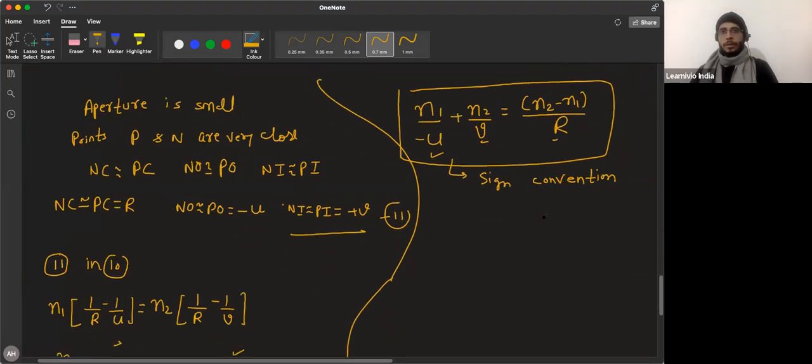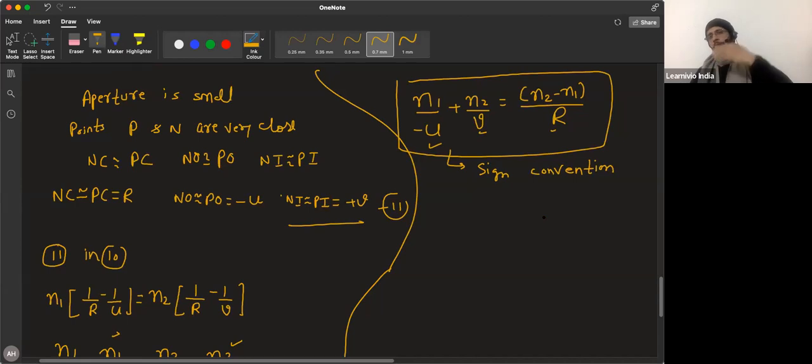Then we do a similar calculation for refraction from denser to rarer.